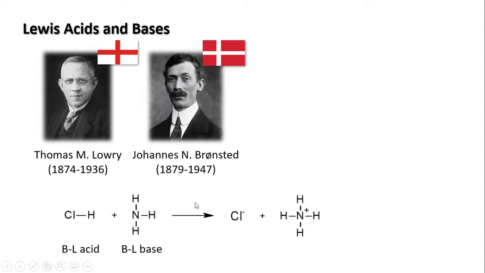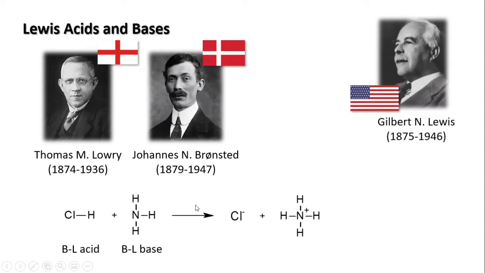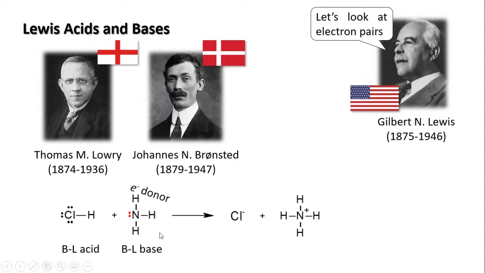And now, in the same year, we got an American chemist named Gilbert Lewis. Dr. Lewis got a PhD from Harvard in 1912, went to UC Berkeley for his tenure, professor there. But now he looked at the acid-base reaction as an electron pair transfer, not a proton transfer like Bronsted and Lowry. So he said base is an electron donor and an acid is an electron acceptor.